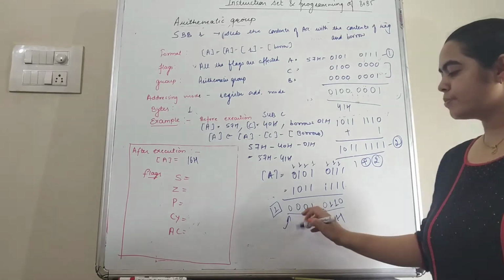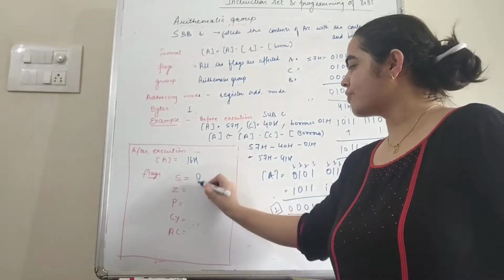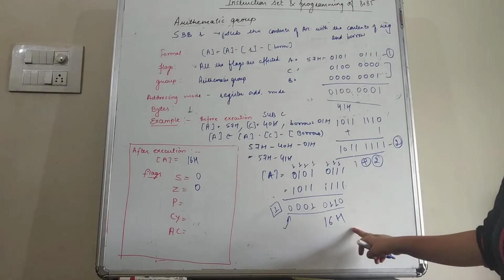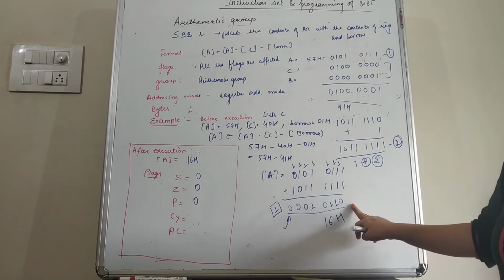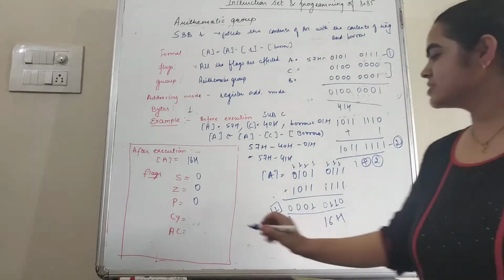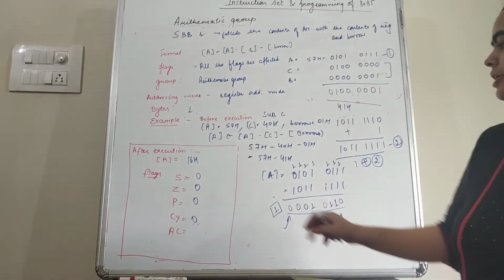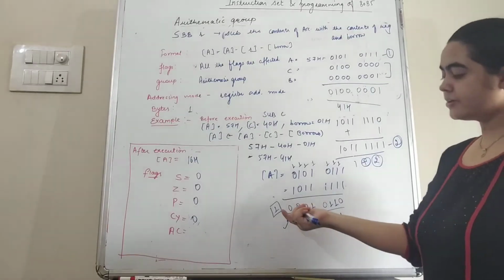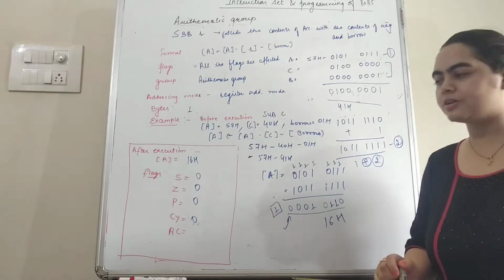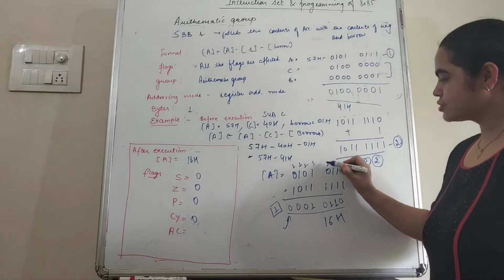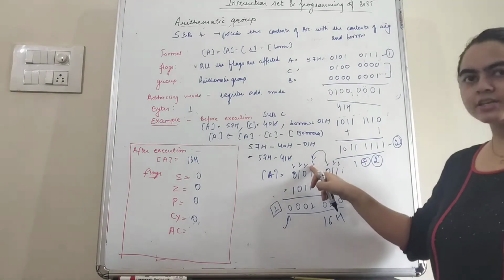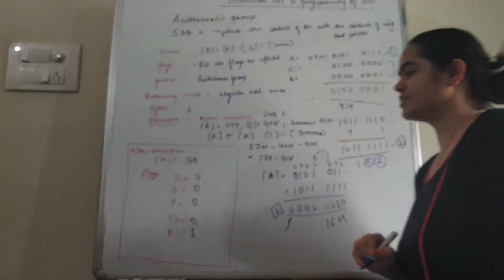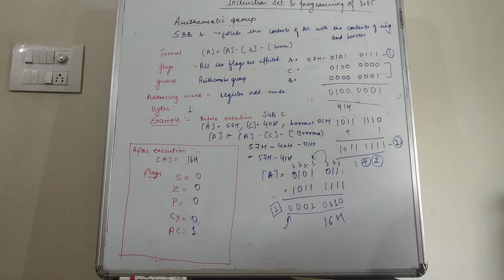Sign flag is 0 because the MSB is equal to 0. Zero flag is again 0 because the result is non-zero. Parity flag is reset because there is an odd number of ones in the result. Carry flag is 0. Why? Because here the carry is generated. So after addition, if the carry is generated, then we reset the carry. Next is auxiliary carry. Here the carry is generated from this bit to this bit. That means the auxiliary carry is set to 1.